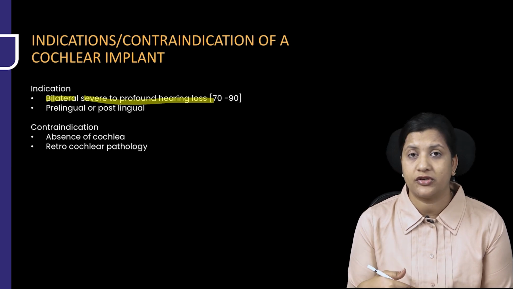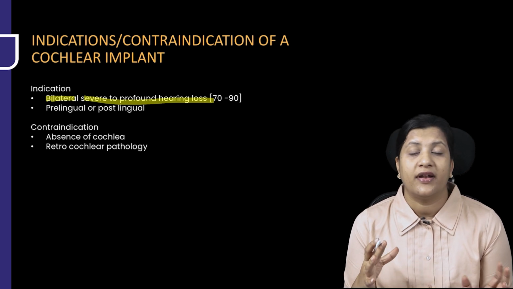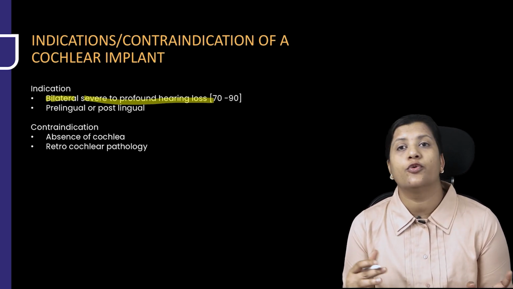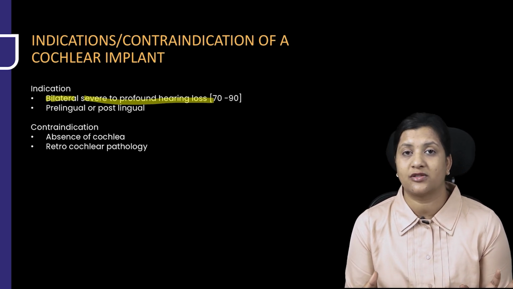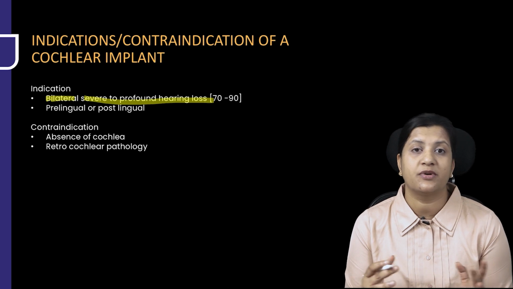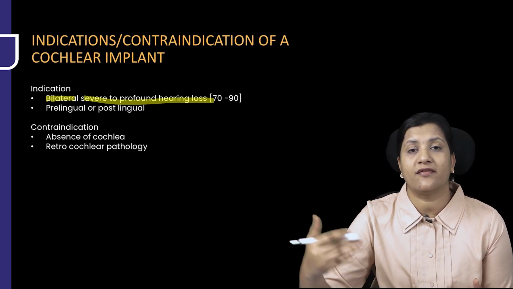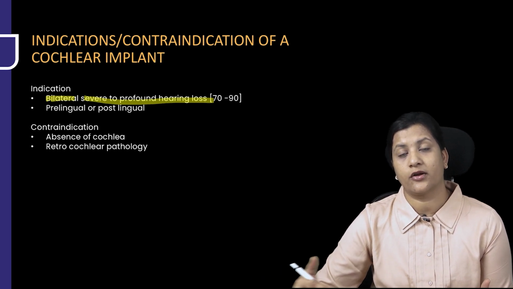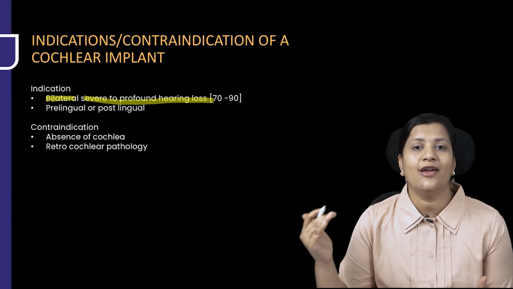Today there have been revisions where they're doing unilateral implant also, but whenever there is a bilateral severe to profound hearing loss, then you do a cochlear implant. That is as per the textbook recommendations even today, as per Scott Brown. But I'll just mention to you that there have been revisions happening by the cochlear implant group, and there have been a lot of indications for unilateral CI also.